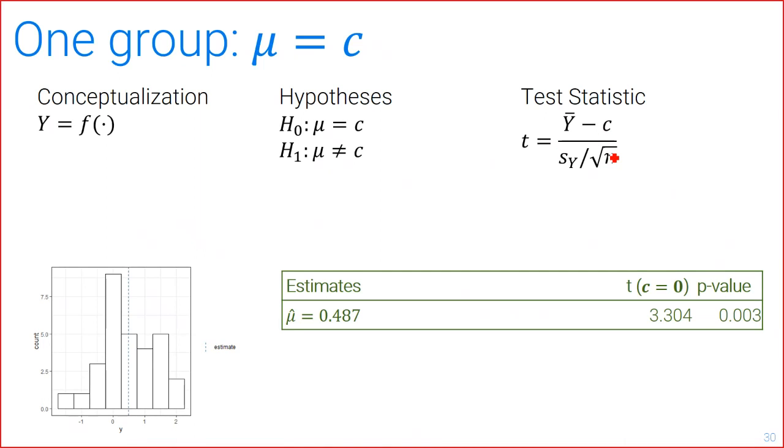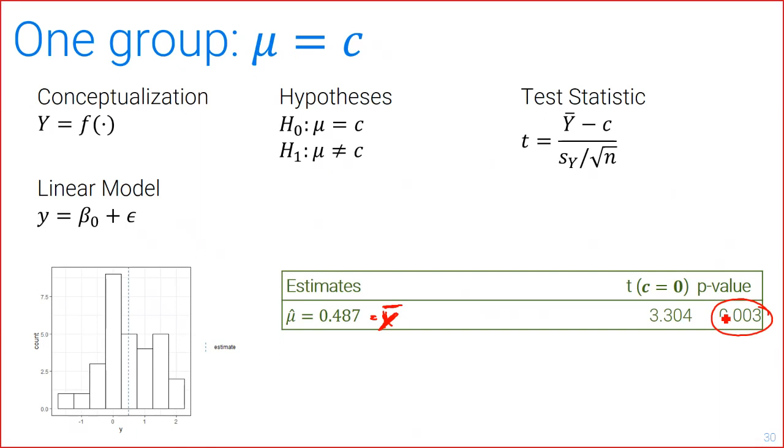So if we test it, this is what we get. We look at the estimates. What we observed in the data set is 0.487. This is the sample mean for y. Here we have the test. 3.3 is the t value, and the corresponding p value is this one here. So this will be the way of testing this hypothesis.